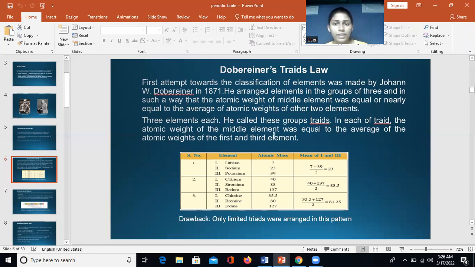In each of the triads, the atomic weight of the middle element was equal to the average of the atomic weights of the first and third elements. In this tabular column, this is the element, this is the atomic mass of these elements, and this is the mean of the first and third element. The drawback of this is that only limited triads were arranged in this pattern.